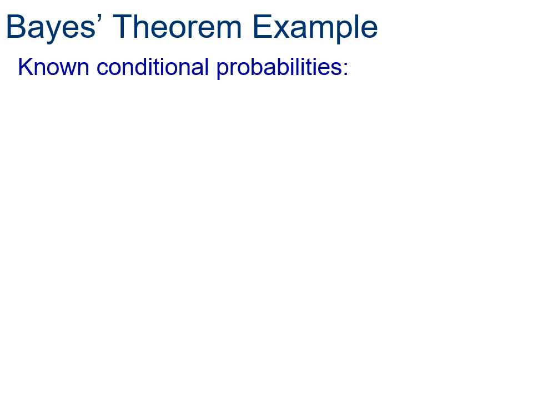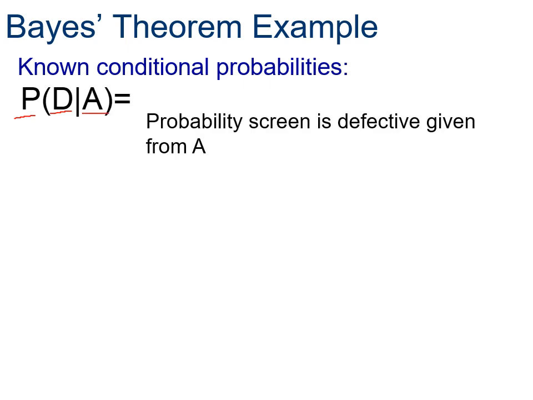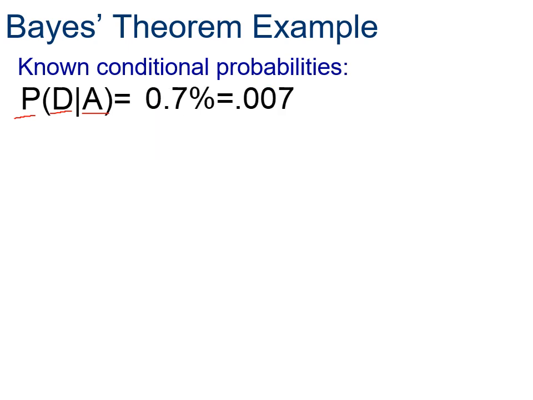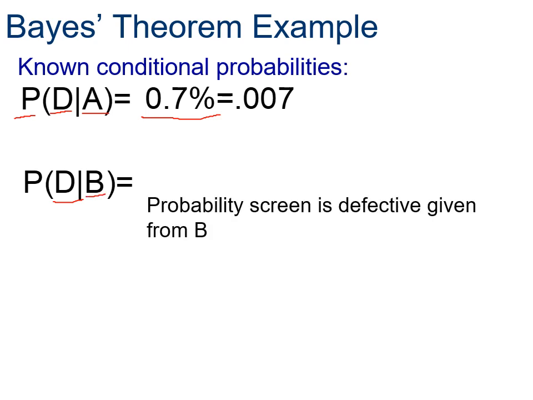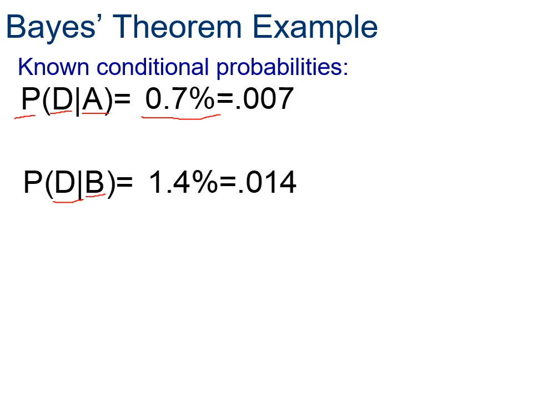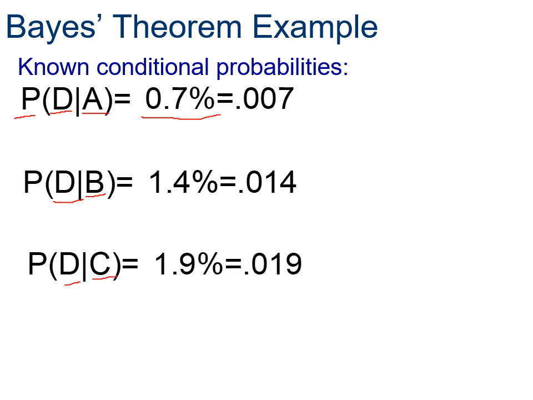So here's our example for Bayes' theorem. First, we'll review the conditional probabilities that we know. This reads the probability that a screen is defective if it came from manufacturer A. Well, we know that the probability that it's defective if it came from A is 0.7%. That was given, on that other slide we just looked at. The probability that it's defective given that it came from B is 1.4%, a little bit higher. And the probability that it's defective if it came from company C is 1.9%, a little bit higher also.